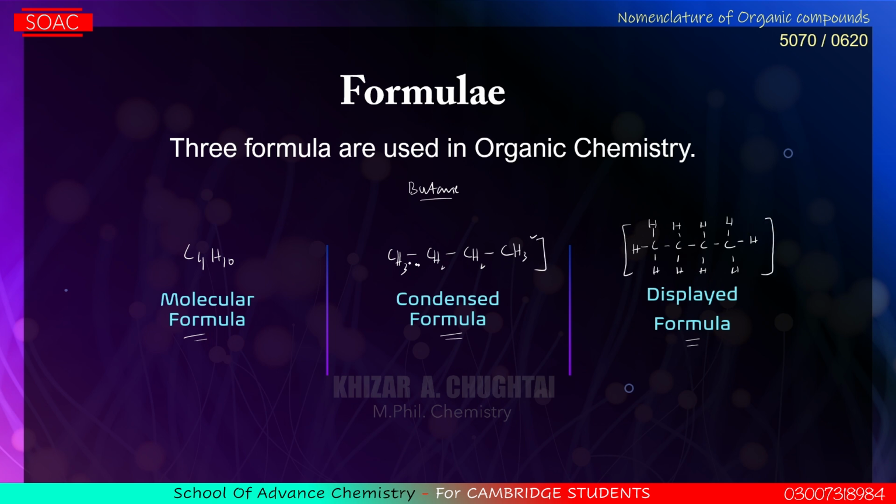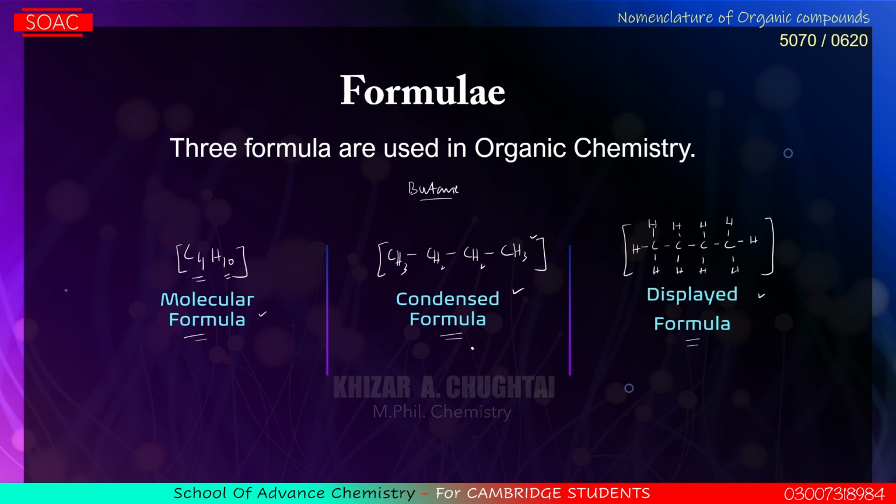This is said to be the condensed formula, and this is said to be the molecular formula, a formula that is just showing the total number of atoms of different elements in a compound. A formula showing the basic backbone structure of the molecule is the condensed formula. And any formula displaying each and every covalent bond in the molecule is said to be the displayed formula. So the next step is how to change the condensed formula or displayed formula into its name.